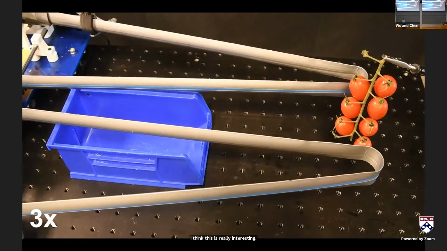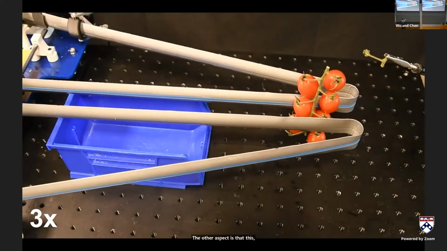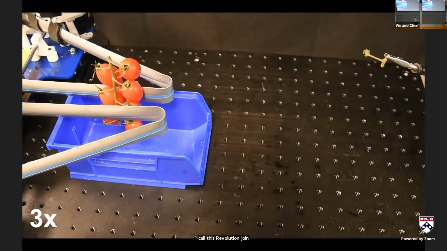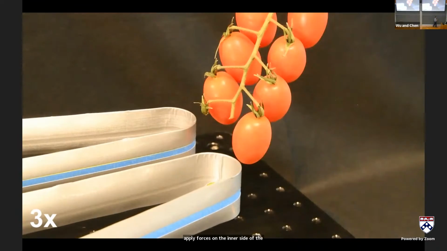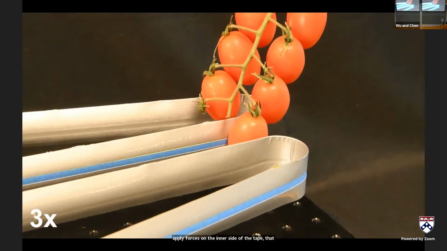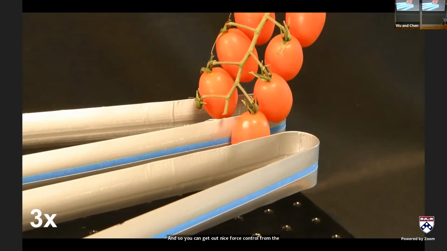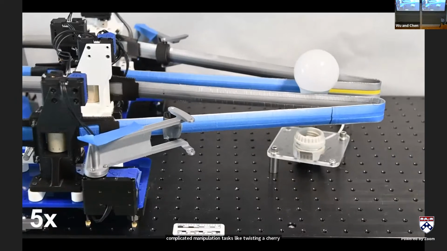The other aspect is that this joint right here, what I call this revolute joint, it's effectively a compliance element as well. As you apply forces on the inner side of the tape, that compresses. And so you can get nice force control from the system using force feedback. We can do really complicated manipulation tasks like twisting a cherry tomato off the vine. And then lots of other examples.